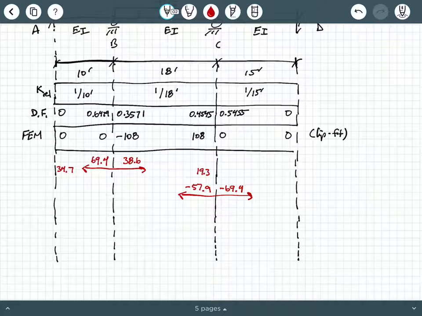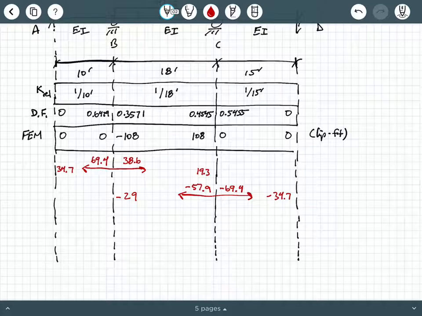So when we did our carryover calculation, what got sent over to B? Well, negative 29 kip feet got sent over to B, and then negative 34.7 got sent over to D.